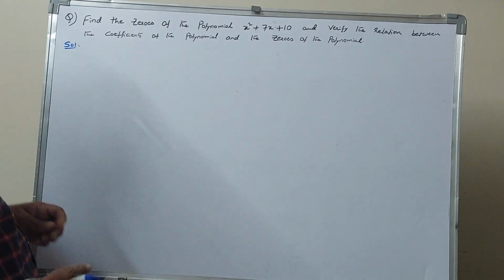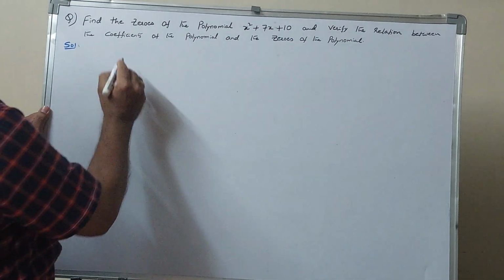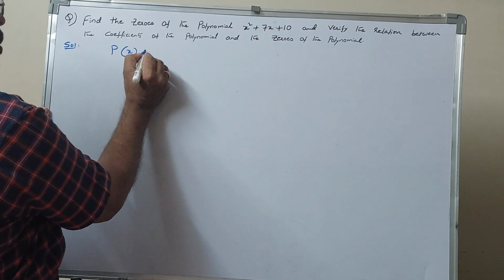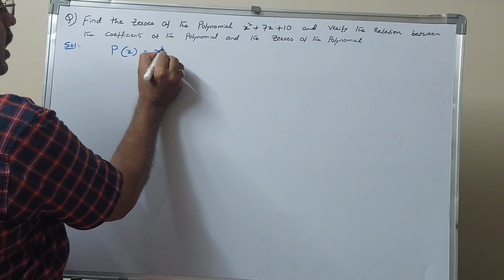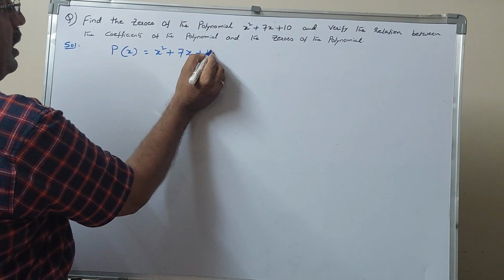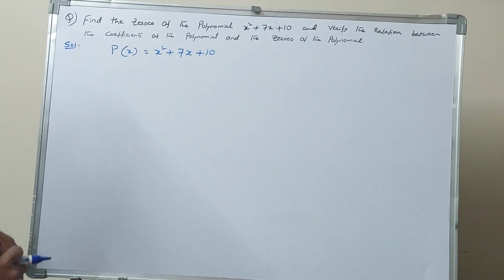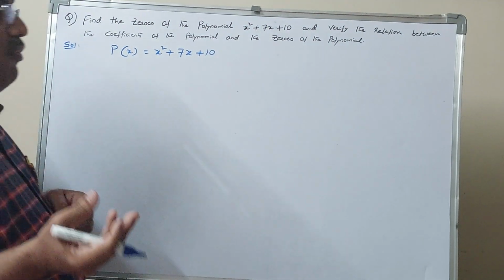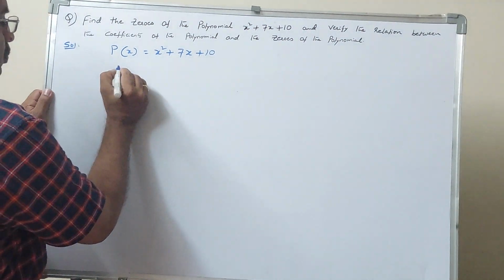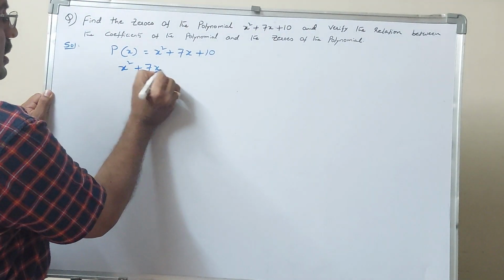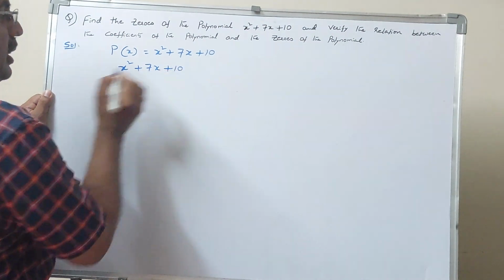Solution. See, the given polynomial is p of x is equal to x square plus 7x plus 10. This is the polynomial given. So we have to find the zeros. How to find the zeros of the polynomial? By factorization method you can do it. So x square plus 7x plus 10. How to make the factorization?